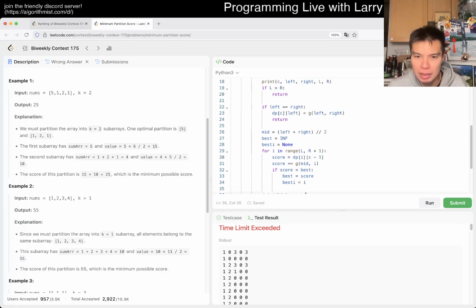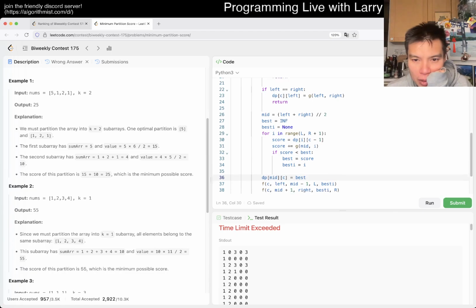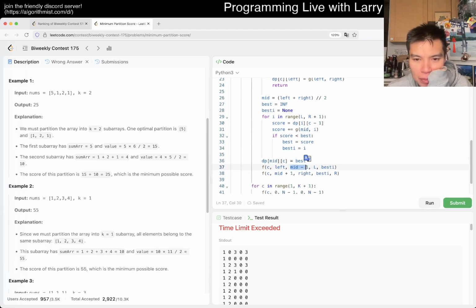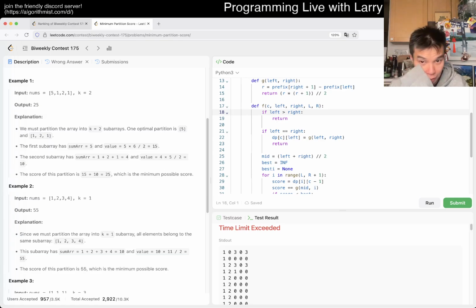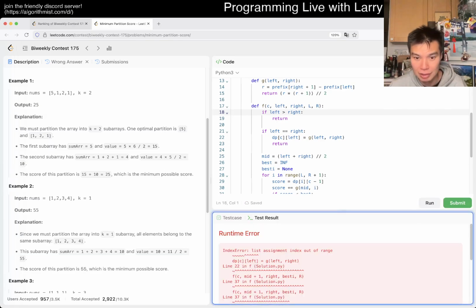What? That doesn't make sense. Why is 2, 3 going to 1? Oh, because this mid is going to be 2, and then it's going to be mid minus 1. Oh, I put in the wrong one. I was like, that doesn't make sense. It's like a segment tree. I'm just being crazy.